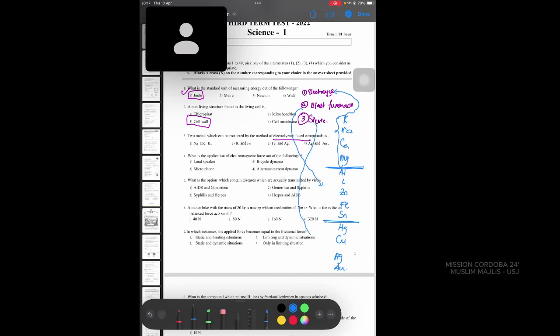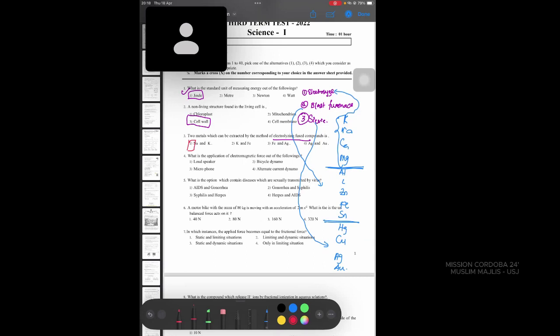So just remember, roughly, for the top set we use electrolyzing, for the middle set we use the blast furnace, and for the bottom set we use sieving. So this is how the three methods are used. Here, electrolysis means they are asking which ones belong to this top set. So which ones belong to the top set? The first answer. Okay. What is the application of electromagnetic force out of the following?